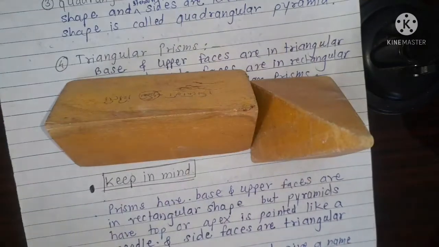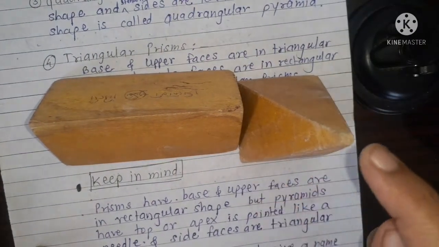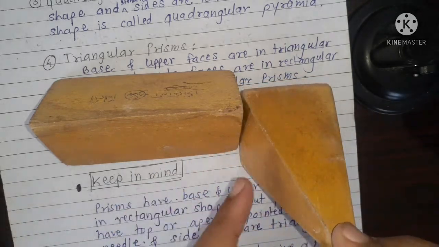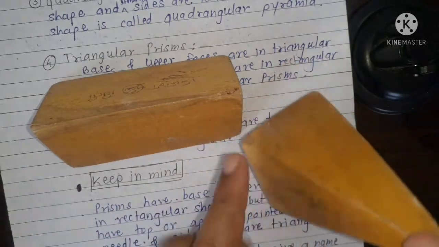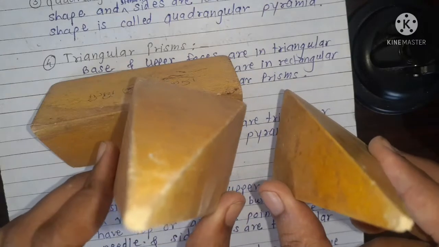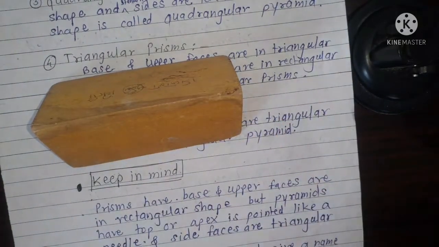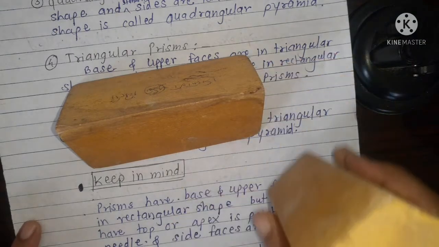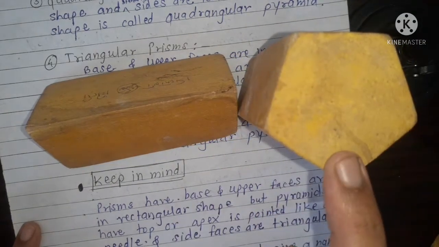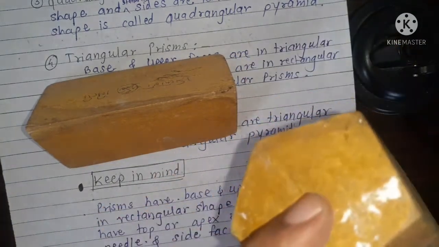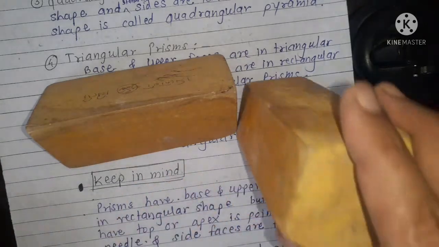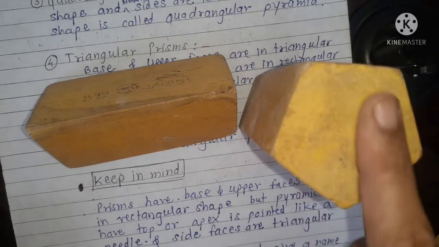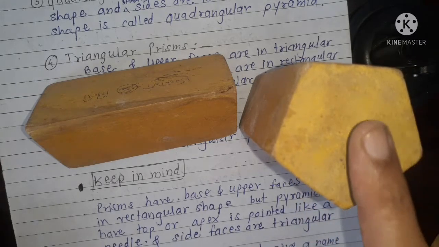See, this is also a quadrangular pyramid. The top or apex is pointed like a needle and the side faces are in triangular shape. So this is a pyramid and this is called a prism. Another prism I can show you. This is also a prism. Upper and base faces are in rectangular shape and they have no top or apex.